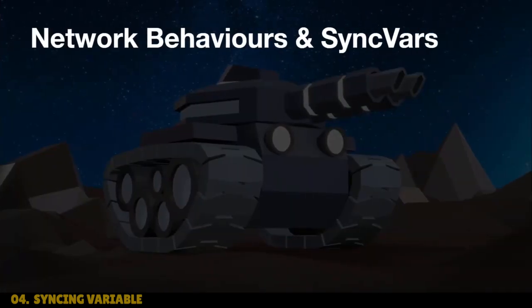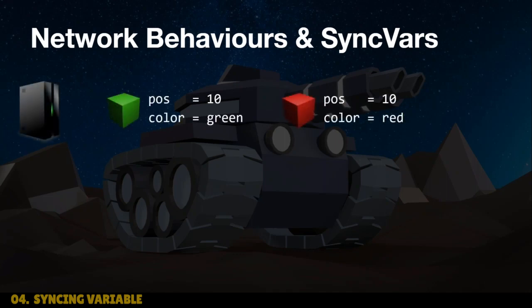So what are network behaviors and SyncVars? And by vars, I mean variables, but it's what it's called in Mirror. So imagine this, we have a server, and there's an object on it, it's a green cube at position 10. And then we also have a red cube at position 10.